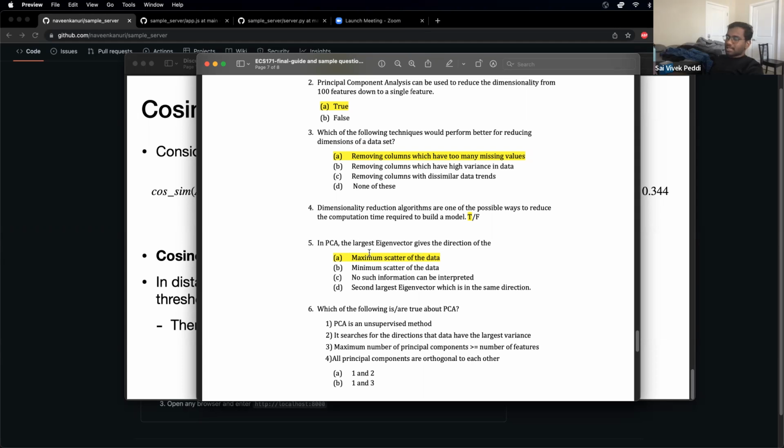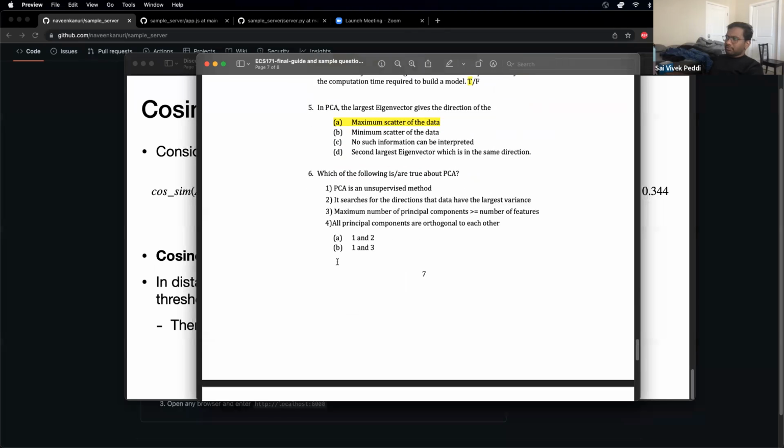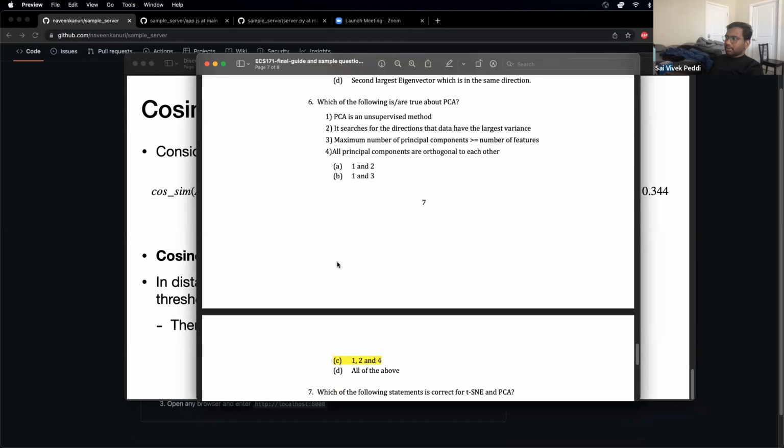I think this might have already been explained in the class. Eigenvectors are kind of like the basis for that particular data set. Think of it as the maximum scatter of data being given by the eigenvectors. And again, one more theoretical question. PCA is an unsupervised method. It searches for directions. So I think 1, 2, and 4 are correct.